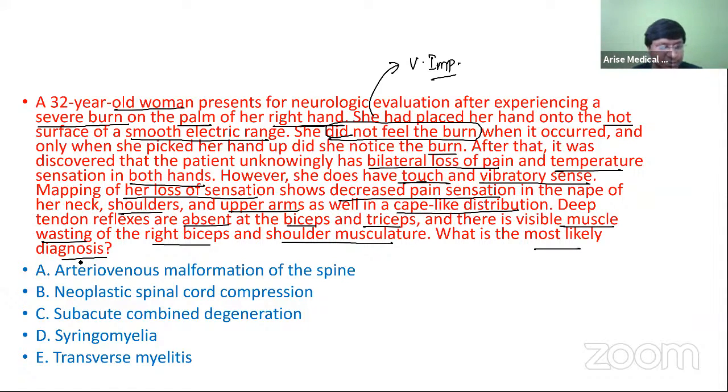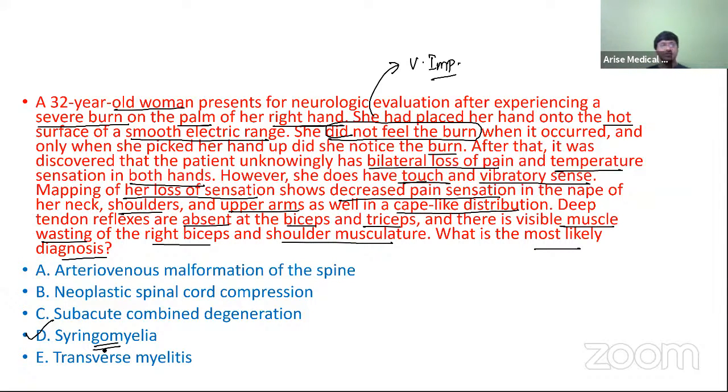Very good, Asadullah Khan. So the diagnosis in this clinical scenario is Syringomyelia. Sorry, the diagnosis is Syringomyelia. I'm very sorry. Now let me explain in detail about Syringomyelia.